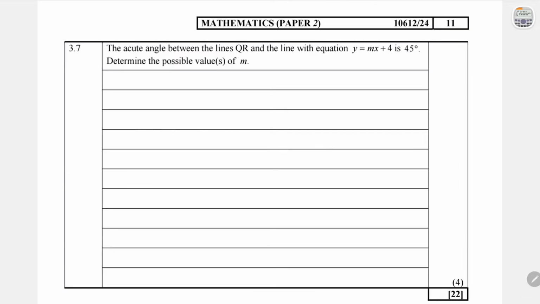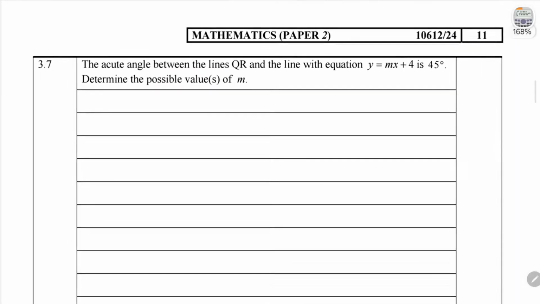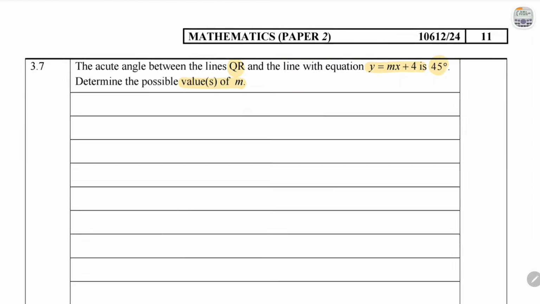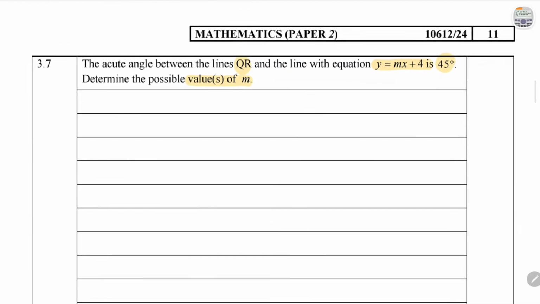Question 3.7 says, the acute angle between line QR and the line with the equation y equals mx plus 4 is 45 degrees. Determine the possible values of m. So the possible value or values of m. The main goal is to find this gradient.